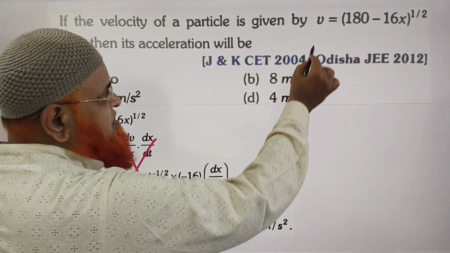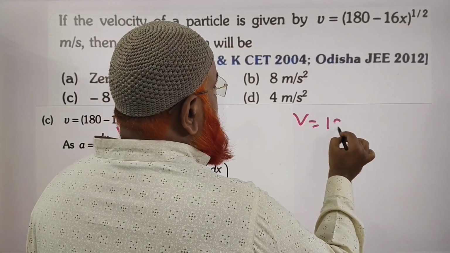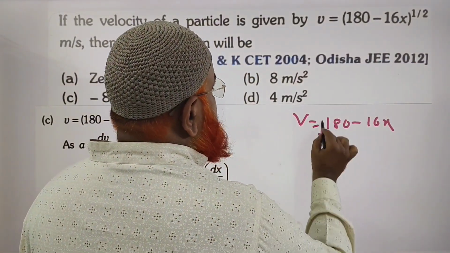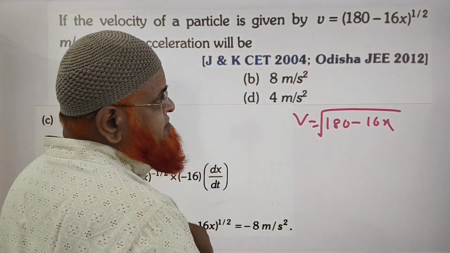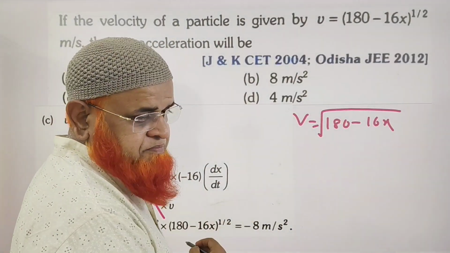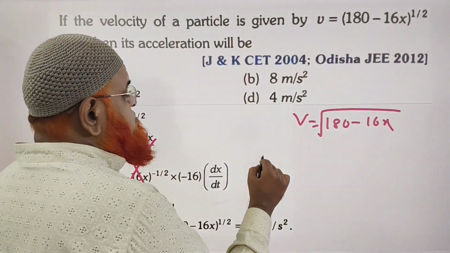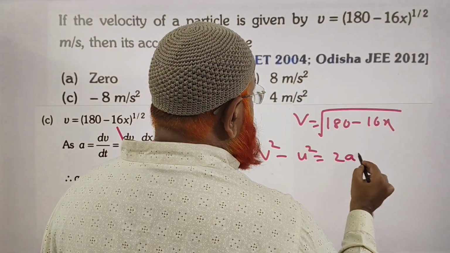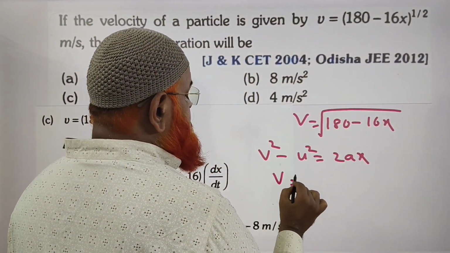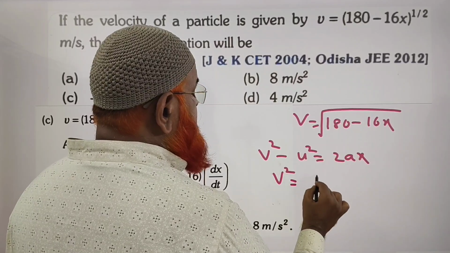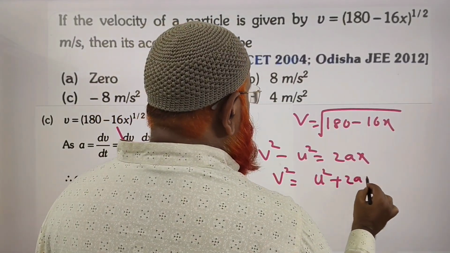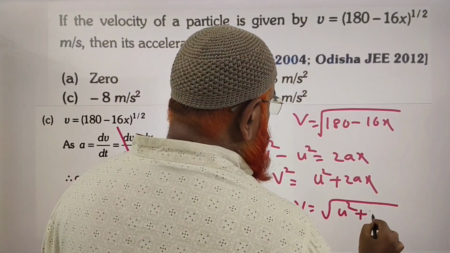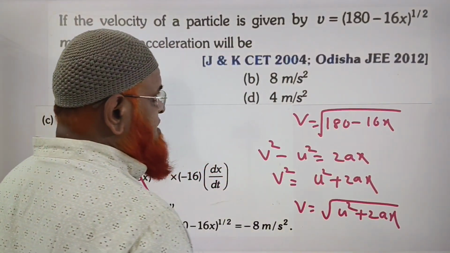Now, just see what is present here. v is equal to (180 minus 16x) whole power 1 by 2. Can you write this as a square root? And you all know v square minus u square is equal to 2as. Instead of s, there is x here. So v square is equal to u square plus 2ax. v is equal to square root of u square plus 2ax.